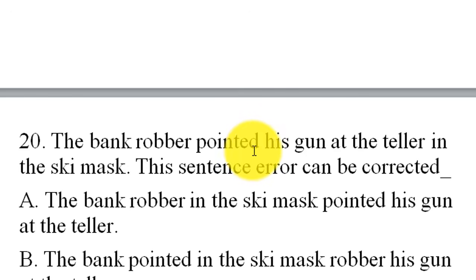Yes, right. This sentence is called a misplaced modifier. The bank robber pointed his gun at the teller in the sky mask. So there is a modifier which doesn't modify what it wants to modify, or the modifier is placed in a wrong place, misplaced. Absolutely. So what is the modifier that it wants to modify here?